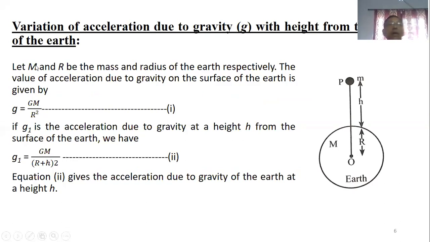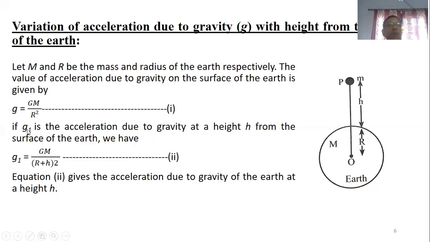Let M and R be the mass and the radius of the earth respectively. The value of acceleration due to gravity on the surface of the earth is given by g equal to capital G capital M by R square, where G represents the universal gravitational constant, M represents the mass of the earth, and R represents the radius of the earth. This is the general formula used to calculate the value of acceleration due to gravity small g. It is taken as equation 1.